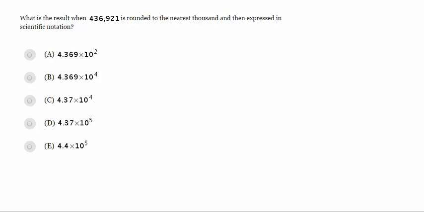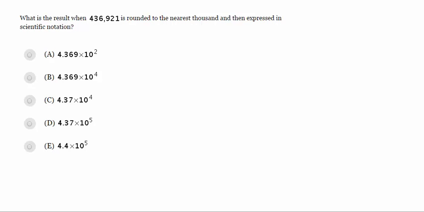Guys, welcome back. Today we are working on another SAT question of the day, and this question says, what is the result when 436,921 is rounded to the nearest thousand and then expressed in scientific notation?